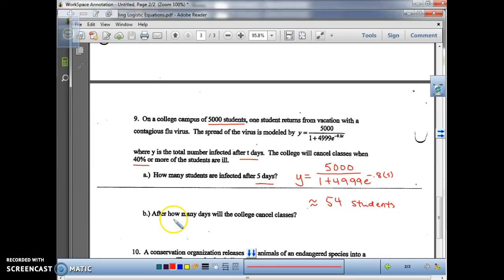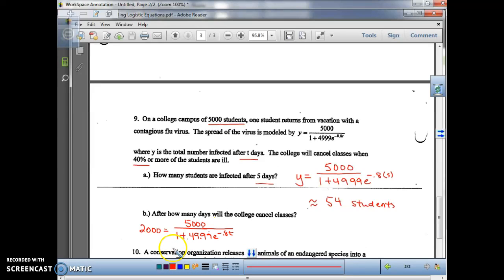Now, after how many days? You said set it equal to 2,000. Very good. Set it equal to 2,000. And I have my model, 5,000 over 1 plus 4,999 e to the negative 0.8t. What am I solving for in this one? Solving for t. Yes, I am solving for t.